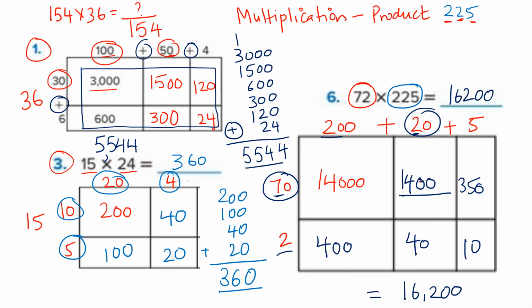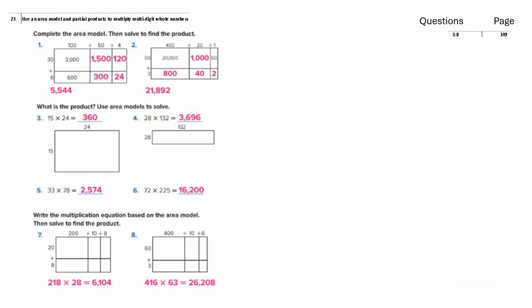So do practice all the questions which are on page 149 of your math book, question 1 to 8. All of them you have to do with the area or the box model and do multiplication and product. So now you can check all the answers for this learning objective 23, where you use the area model and the partial products to multiply multi-digit whole numbers. Check your answer, and I'm sure you are not making any mistake. This is the answer key for this question.